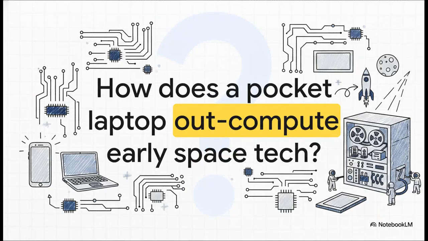Let's kick things off with a simple but completely mind-bending question of scale. How is it that a modern pocket-sized smartphone or a super sleek laptop totally outcomputes the massive, room-sized systems that literally put humanity on the moon? Think about it. The Apollo guidance computer ran at roughly 2 megahertz with only about 4 kilobytes of random access memory. Meanwhile, the device you're likely using to view this explainer right now contains billions of individual transistors, processing trillions of operations every single second. It is a staggering comparison of power and efficiency.